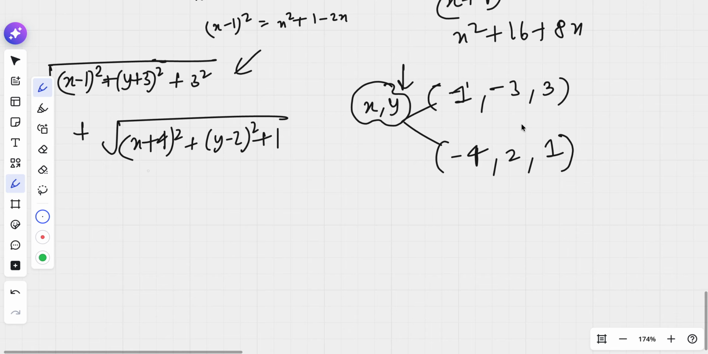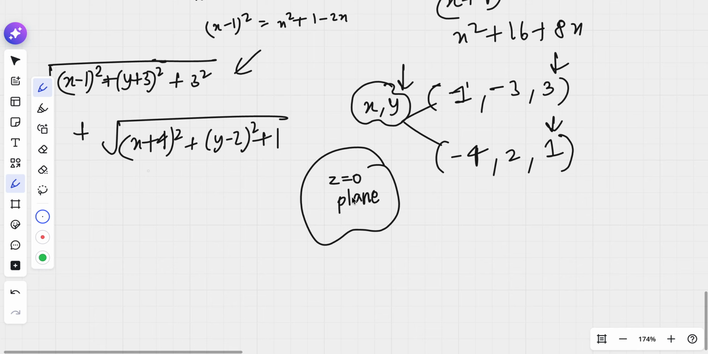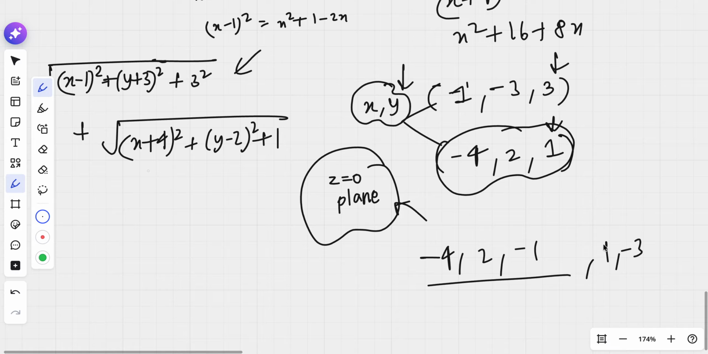So that we can do using the reflection property, right? So basically if you see, all of this is happening in the z equals 0 plane, because these points are fixed points. Okay, let's just reflect this point in this plane. So we'll get -4, 2, and the reflection of 1 in z equals 0 is -1, right? So we have to find basically the distance between this and this.